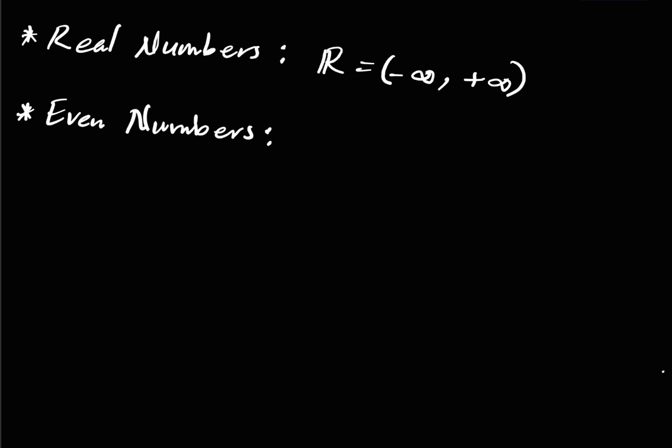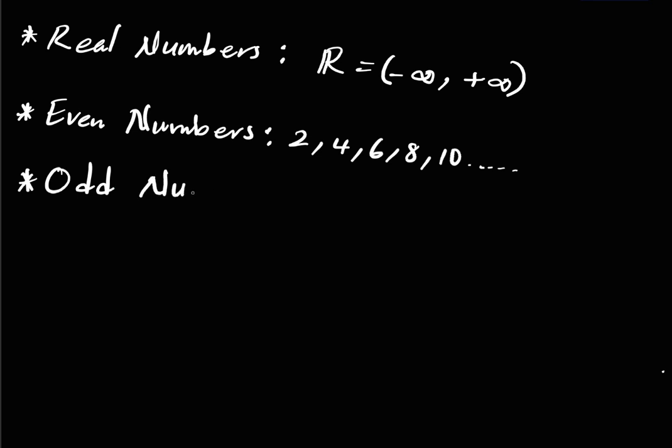So what are even numbers? Even numbers start from 2. Example, we have 2, 4, 6, 8, 10, etc. 12, 14, 16. The list continues. These are called even numbers. Numbers that we can divide by 2 without any remainder. Now the last type of numbers that we are going to talk about in this video is odd numbers.